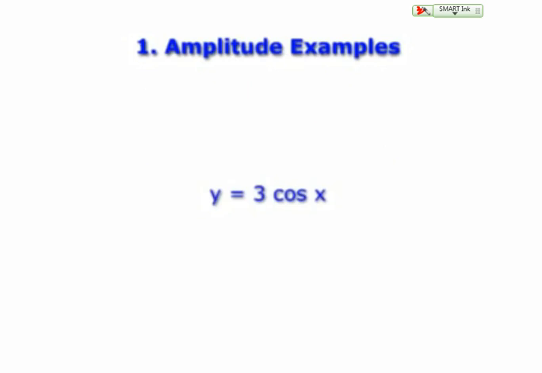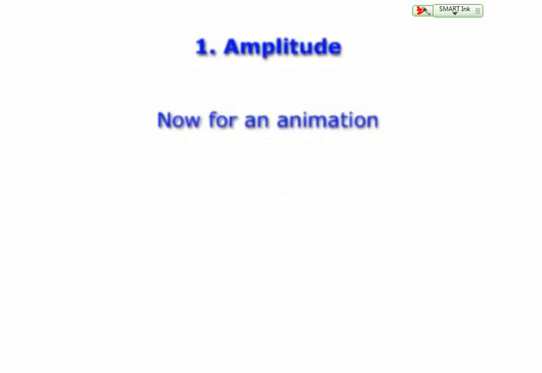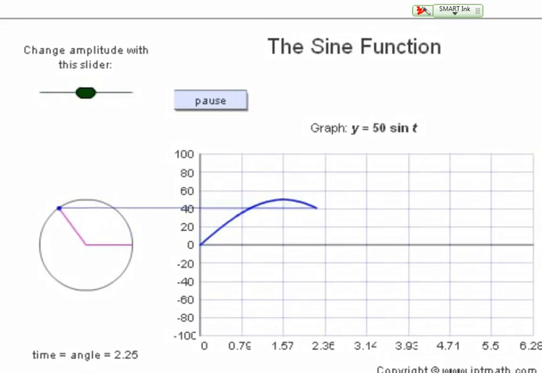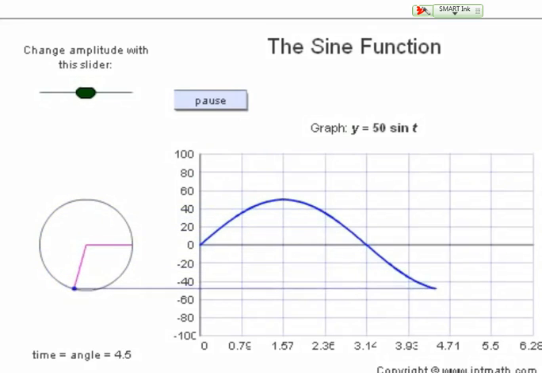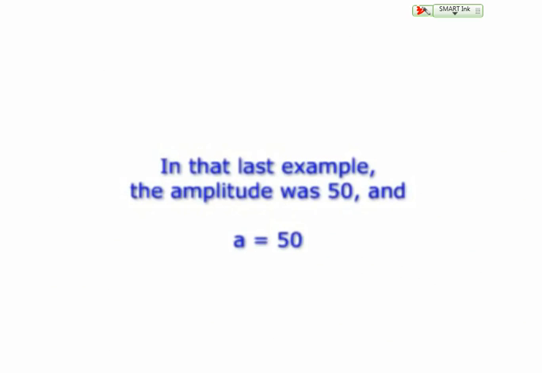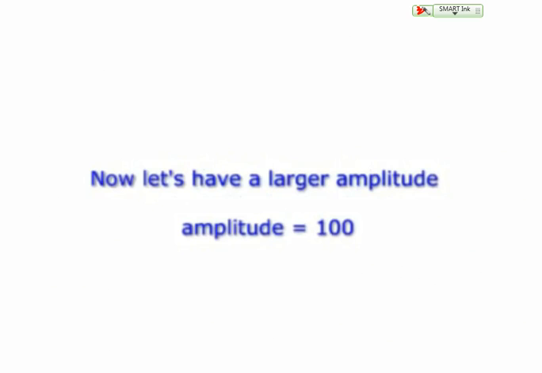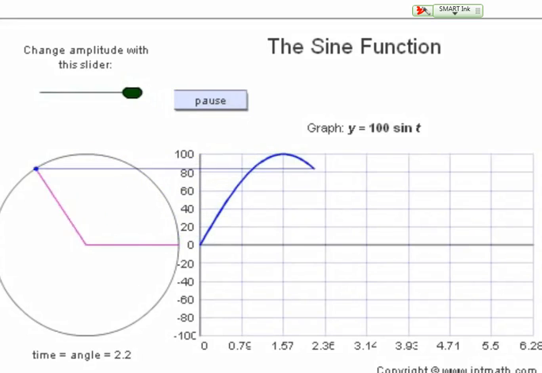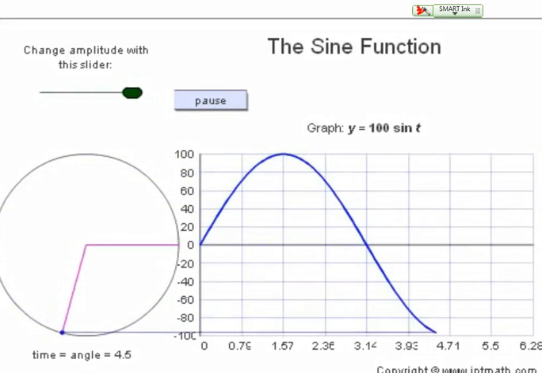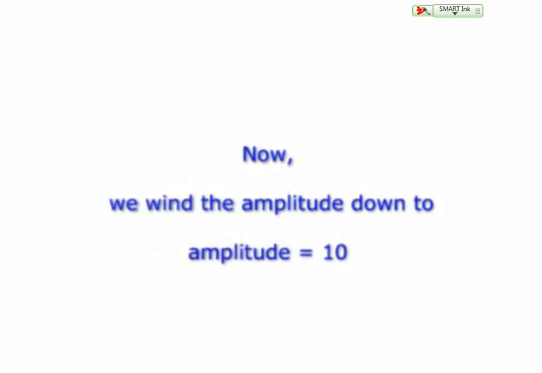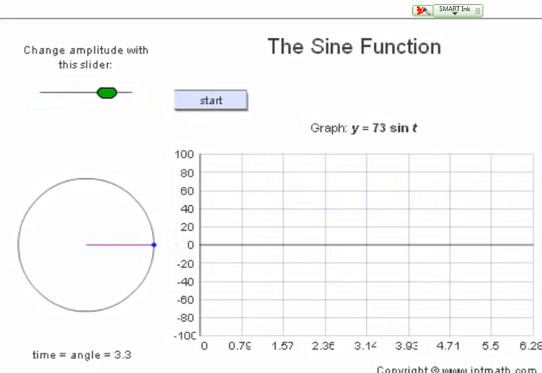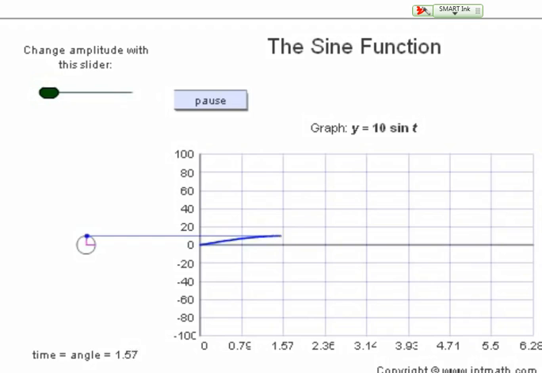So the amplitude is going to be multiplied in front. Sine or cosine? Okay, because it started at the origin. To make it a larger amplitude, what happens? Okay, it goes further from the x-axis, right? Very flat.